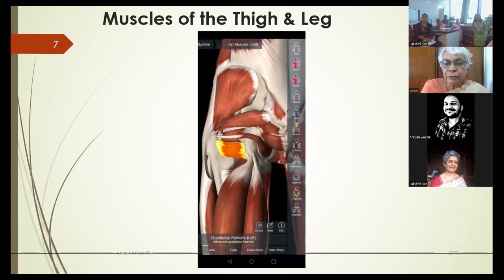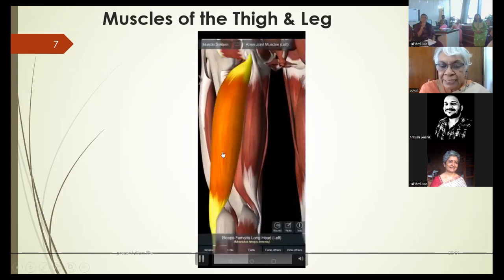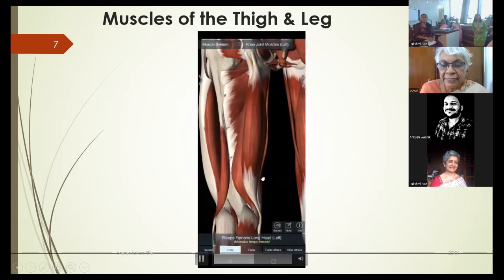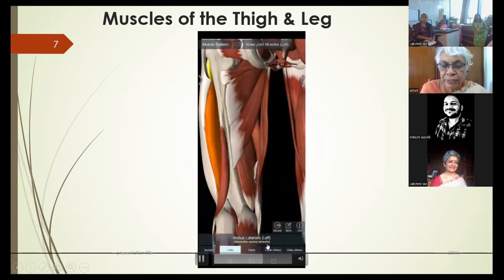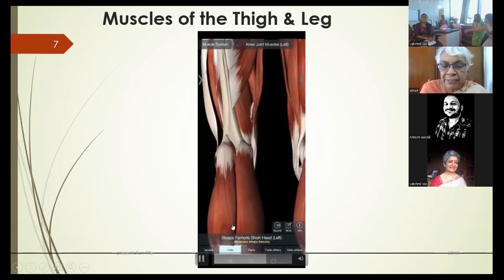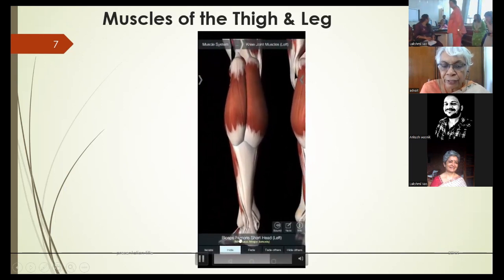Now we move on to the muscles of the thigh. So here we have the biceps femoris, which is the long head. And then you have the semitendinosus, and deeper to that is the semimembranosus. And this is the biceps femoris long head again. And this is the semimembranosus. Then we have the adductor magnus. You can see the insertion of the adductor magnus, two insertions. Then the vastus lateralis. This is the rectus femoris. Biceps femoris short head, sorry.